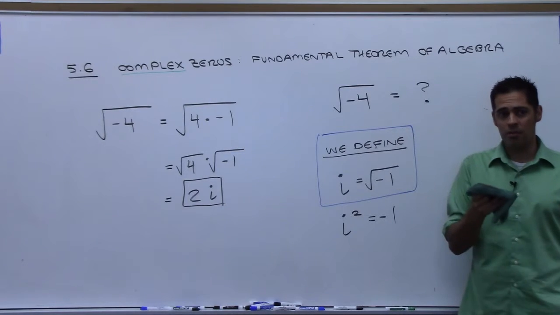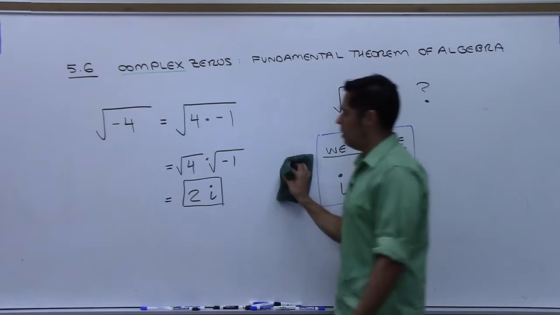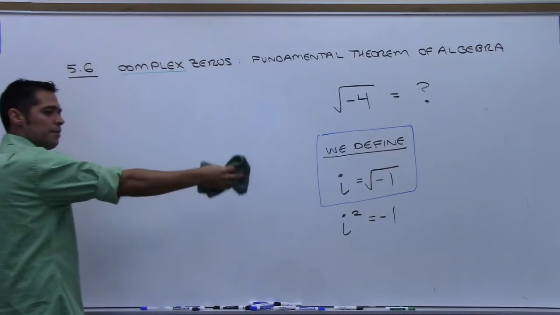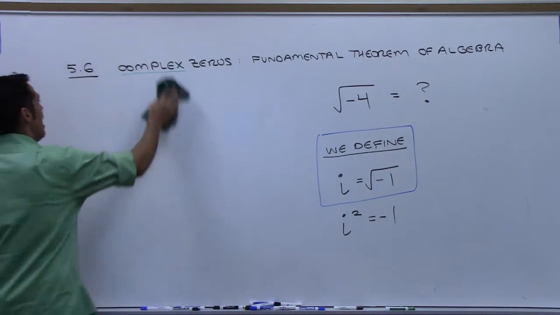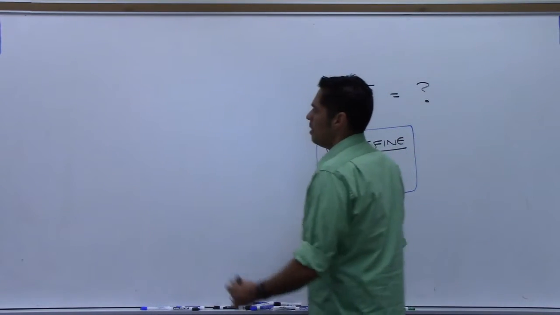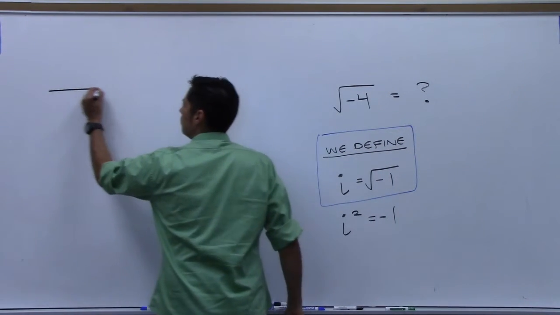How about I try and explain to you why you have to wait? Okay. So if you can all please take on faith for now that we are defining the square root of negative 1 to be i, then I'd like to draw you what we call the real number line.